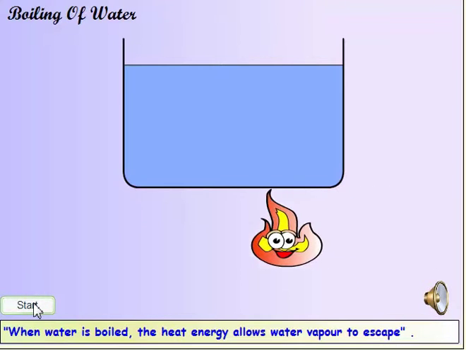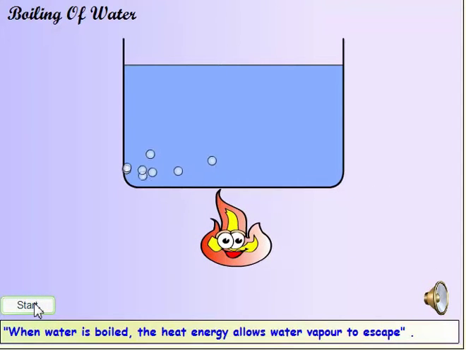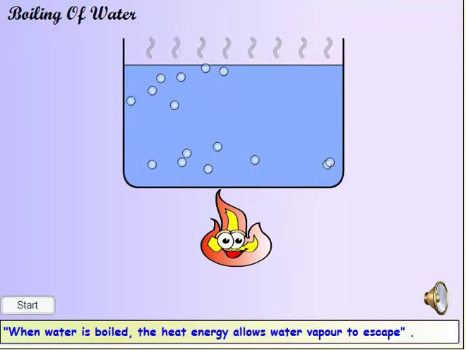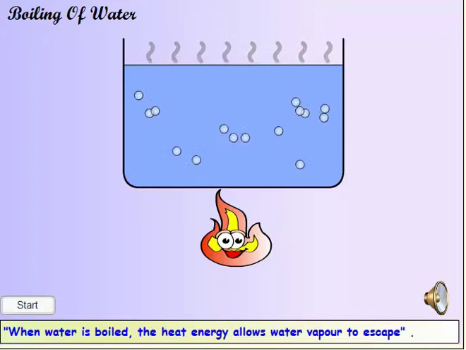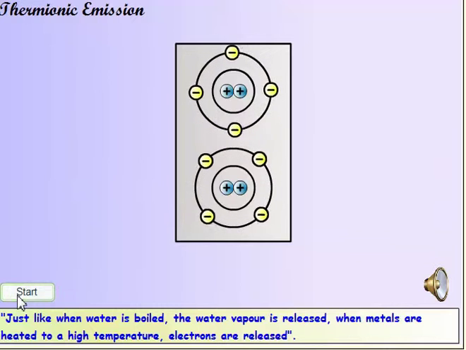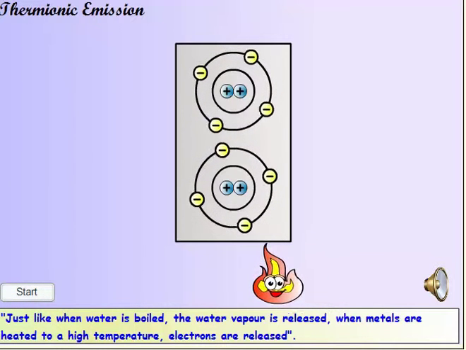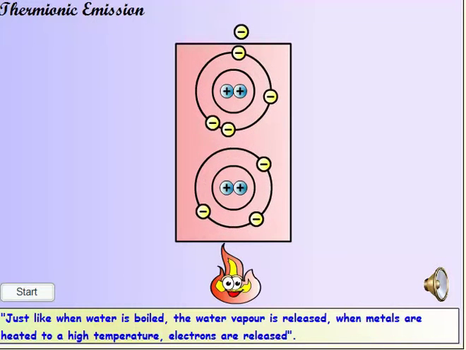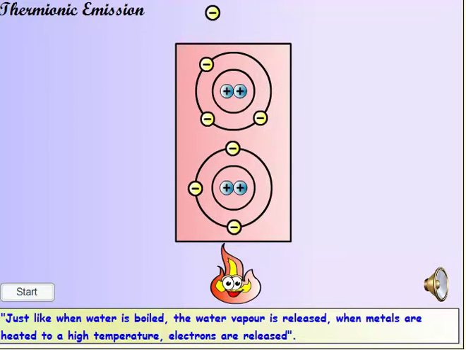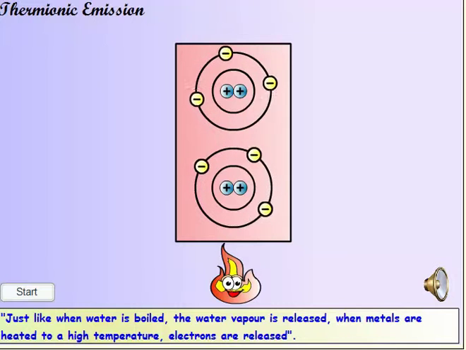When water is boiled, the heat energy transferred to the water molecules allows it to escape into the atmosphere as water vapor. Just like when water is boiled, water vapor is released, when metals are heated to a high temperature, electrons are emitted. This process is known as thermionic emission.